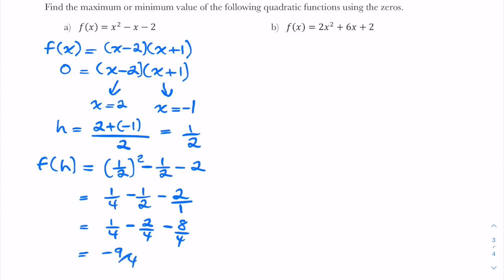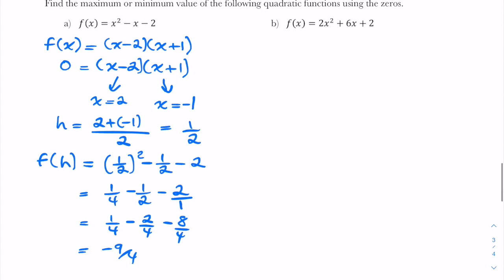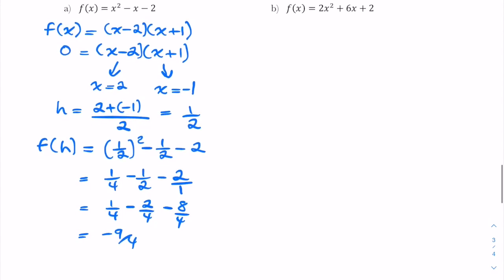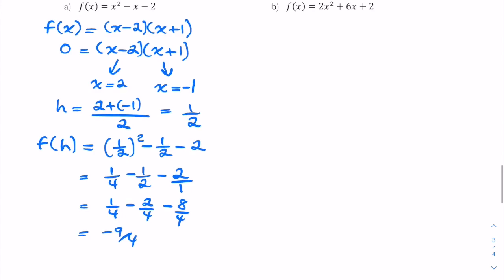Now we have to conclude. So notice that we have an a value of positive 1. That's the coefficient of the x squared term. Since it's positive, that means our parabola opens upwards. And therefore we have a minimum value of negative 9 over 4.